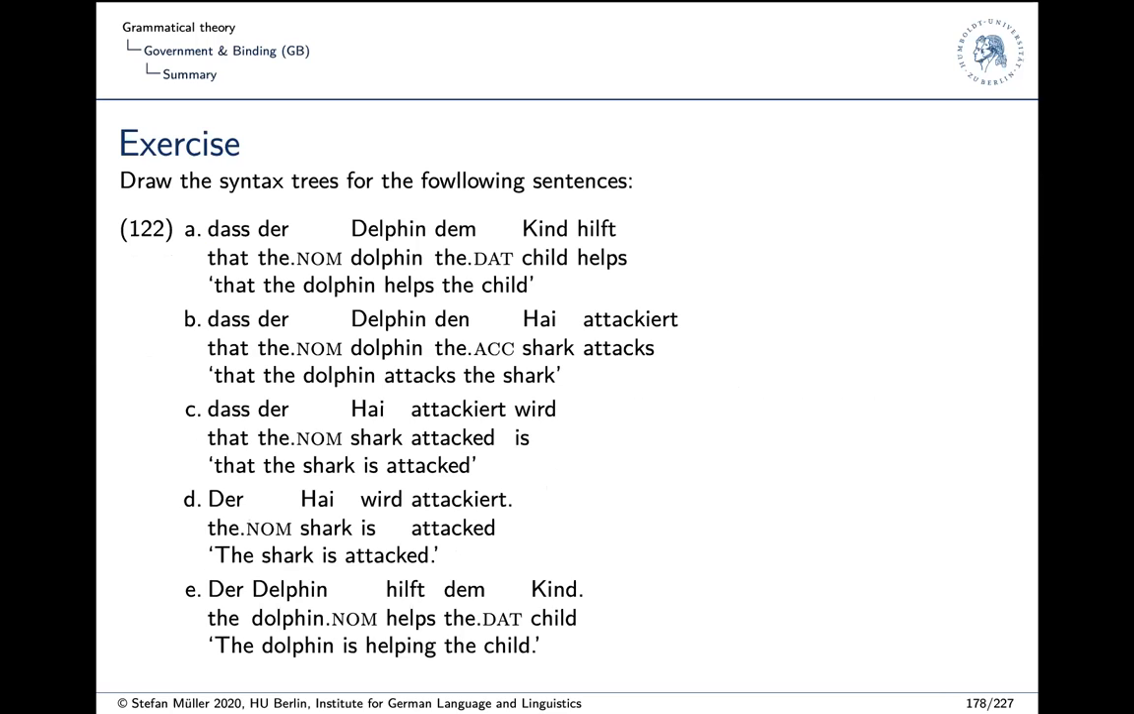Okay, so this is an exercise for you. You can draw syntax trees for these sentences. There are also online exercises where you can choose labels in trees from pull-down menus. So you can also draw a tree and then check whether you did that correctly. That's a very good preparation for the exam, to do that online task, because you can do it as often as you want and make sure you understand what's going on.